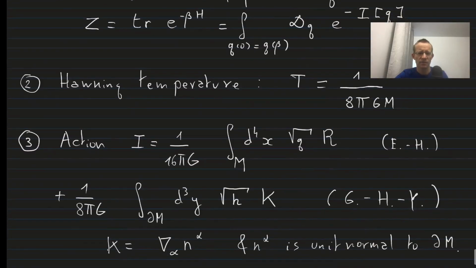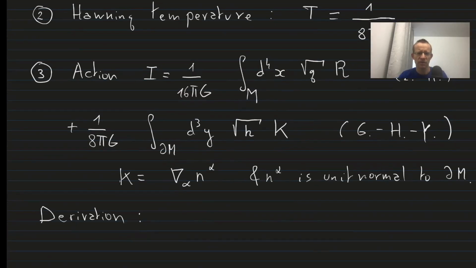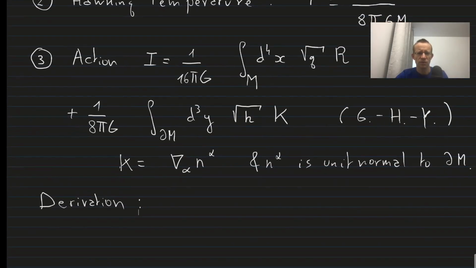The third prerequisite is that we have a Euclidean action, which is equal to an Einstein-Hilbert term, plus a Gibbons-Hawking-York term in the case where we look at manifolds with a boundary and Dirichlet boundary conditions for the metric. This Gibbons-Hawking-York term contains an induced metric h, boundary coordinates y, as well as an extrinsic curvature K, which is nothing but the covariant derivative of a unit normal vector to the boundary.